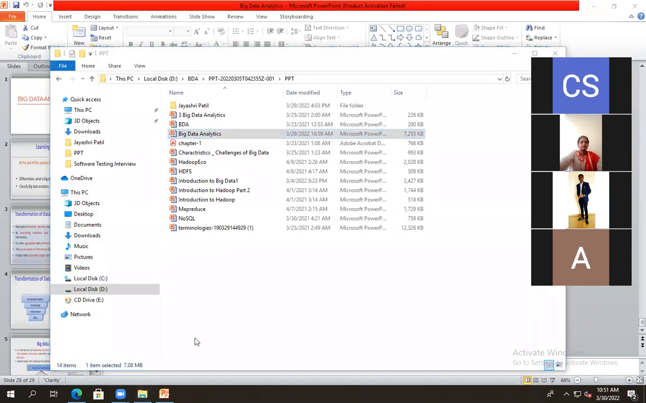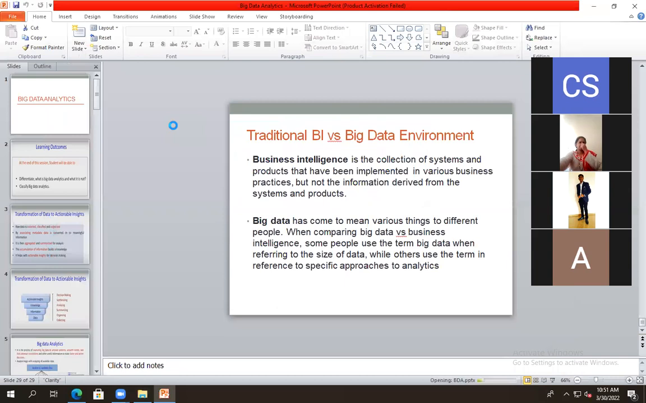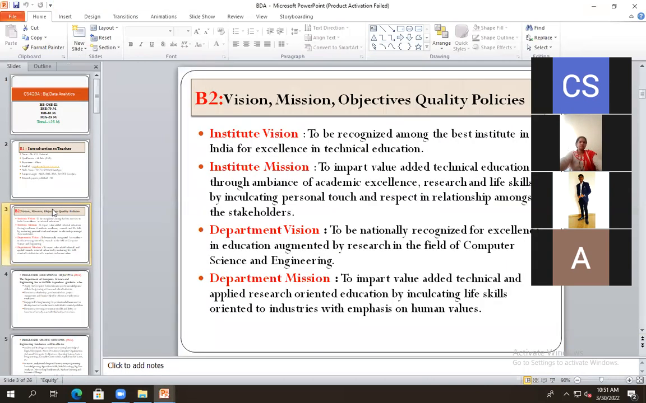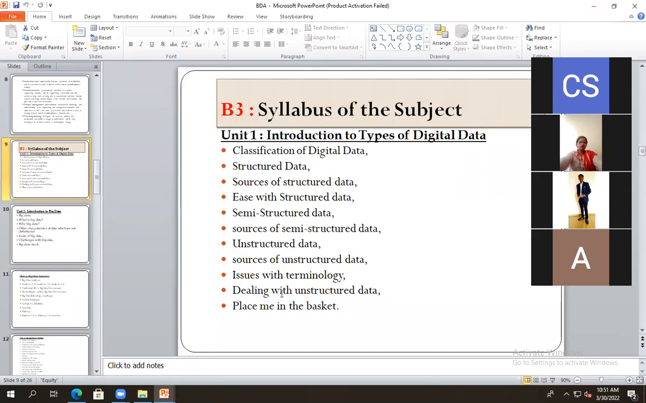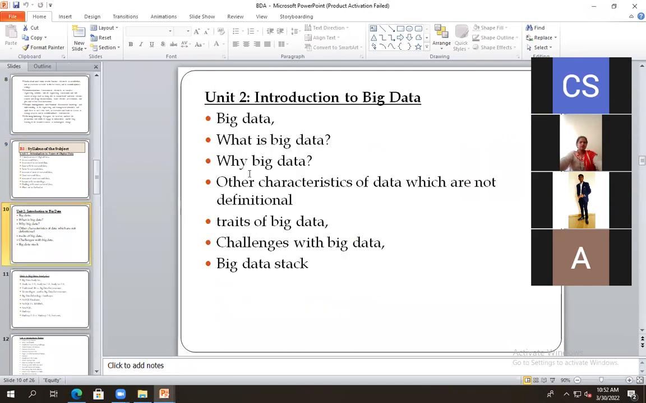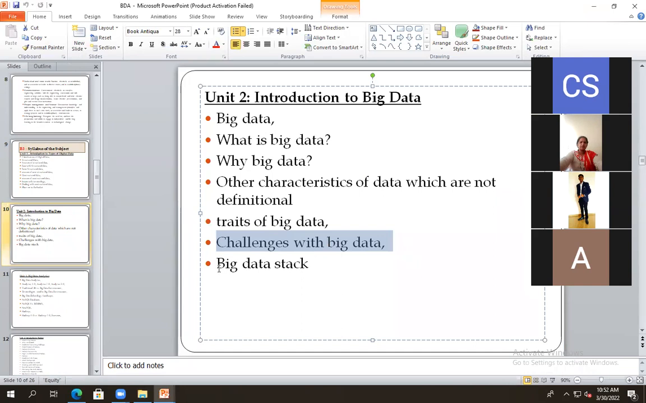The next part: we already covered in chapter number one what big data is, why big data, its characteristics, traits, challenges with big data, and the big data stack. Only two points are remaining: traits and the big data stack. We will see those in the next session.